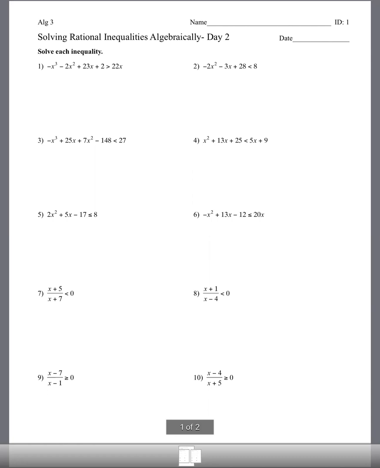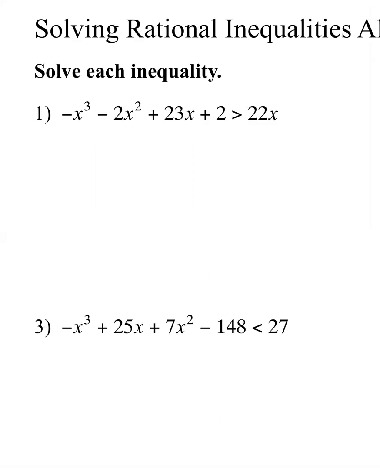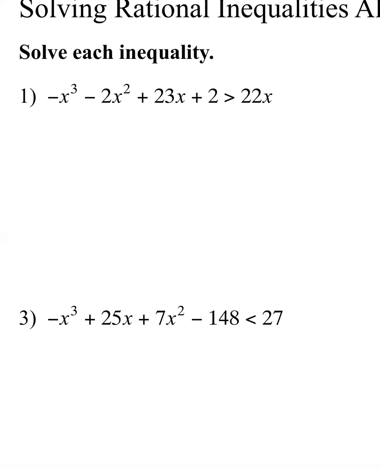Number 1. I mentioned that the first thing we want to do is make the right-hand side equal to 0. So I'm going to start off by picking a good color, and I'm going to subtract 22x from both sides. So now my inequality reads negative x cubed minus 2x squared plus x plus 2 is greater than 0.